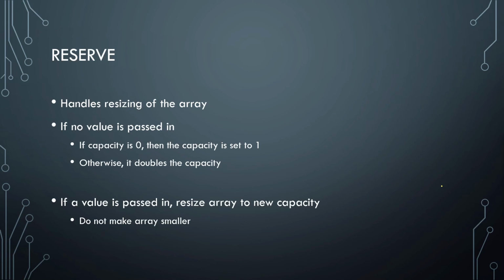then we're going to do one of two things. If the current capacity of our DynArray is 0, then we're going to set the capacity to 1. Otherwise, if the capacity is something other than 0, then we're going to double the current capacity. So we're going to make our capacity twice what it currently is. If a value is passed in, then we want to resize the array to whatever that new capacity is, as long as that new capacity is larger than our current capacity.